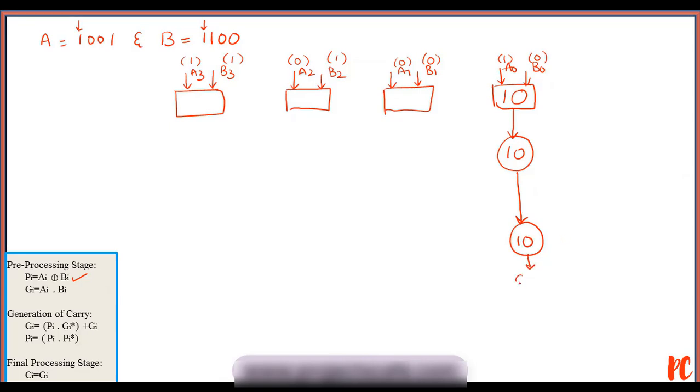Thereby from this I can say the sum S0 is 1, because you can see here your sum is equal to Pi XOR Ci minus 1. Since the carry input I am taking is 0, I am going to make XOR of this 1 with 0, which will give me sum as 1 and the carry C0 as 0.